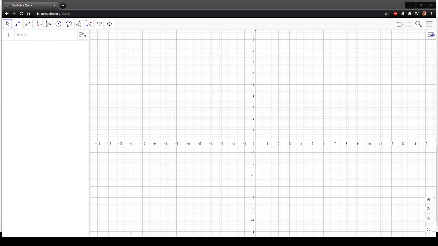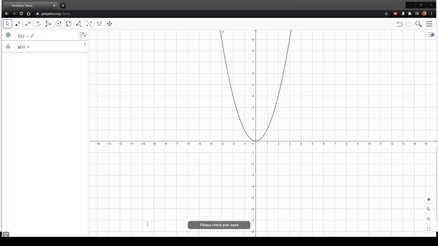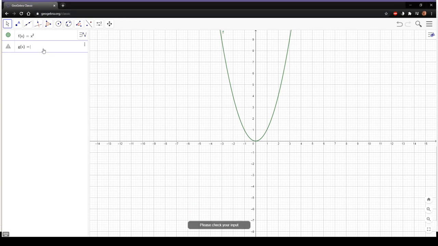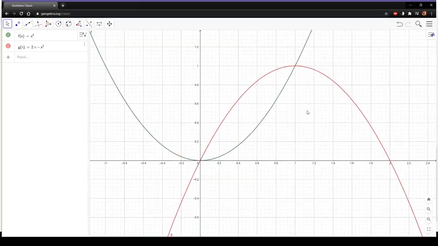So let's see. y equals x squared. You know what? I'm going to write it in function notation, just in anticipation of paring it down later on. And then what was the other one? 2x minus x squared. Like so. And we are interested in the area of the region between them. So the region between them looks like this thing.